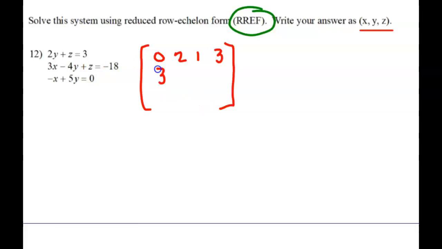The second one is 3, negative 4, 1, negative 18. This one has a negative 1x, a 5y, and no z's. Does that seem right, guys? Did anybody else have that written down? Okay.